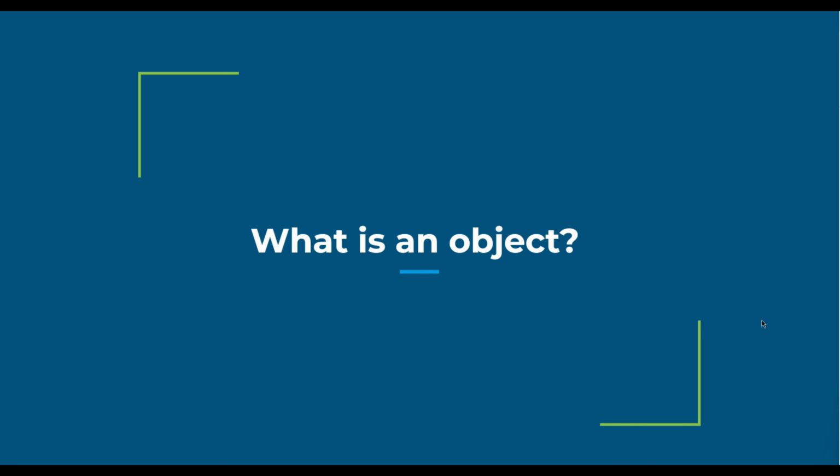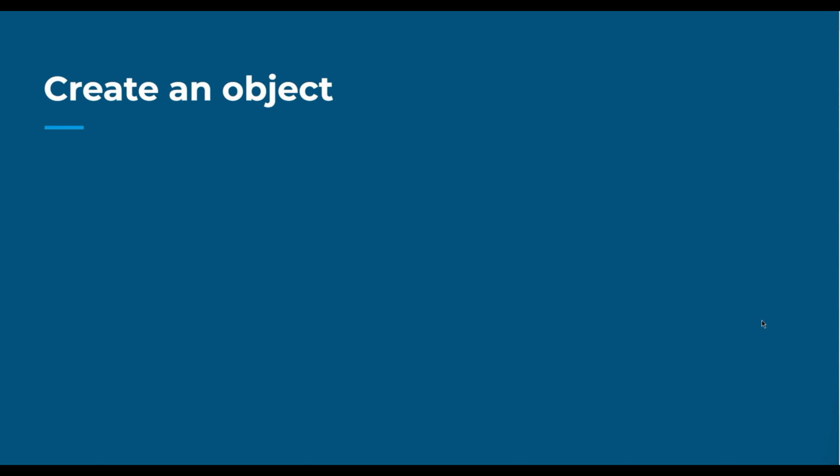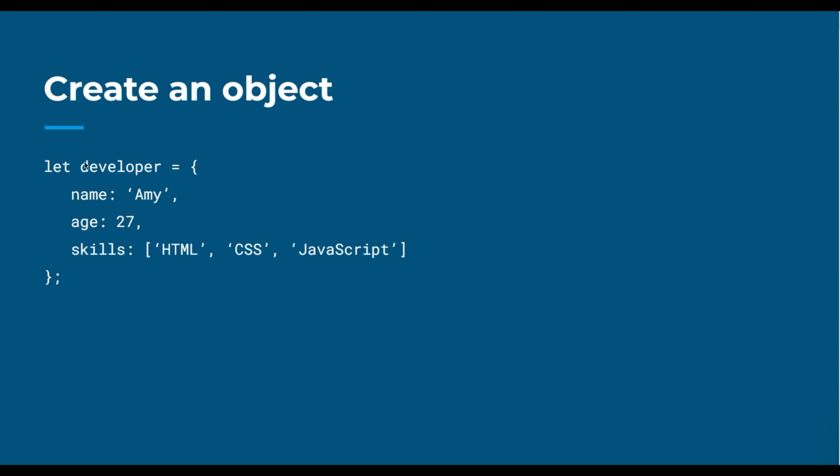Now, let's check how to create an object. First, create a variable, let's say developer, and assign it to curly braces. Inside, we can create a key or a name and assign it a value. Again, as mentioned above, these values can be string, number, boolean, arrays, and so on. Then create another key, age, and assign it a number. Add another key, skills, and assign it an array.